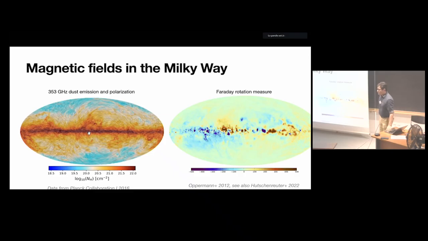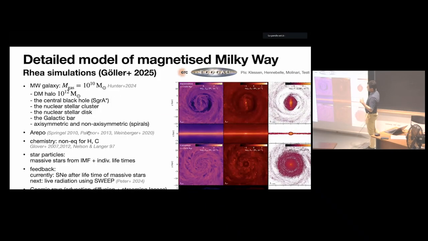So if you would like to have a look at these things in simulations and compare them to the Milky Way, then one important thing is to have a Milky Way-like galaxy as close as possible to the actual Milky Way. So this is done in what we call the REA simulations, in the context of the ERC EcoGal grant, where we put in as much physics as we can. I would like to highlight a few things.